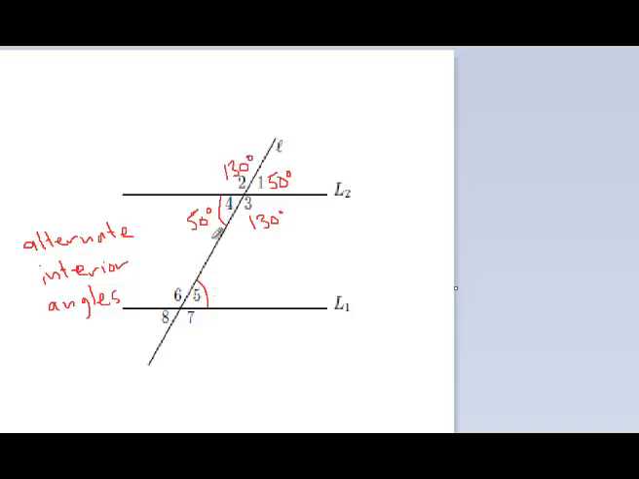Now, because 5 and 4 are alternate interiors, 5 has to be 50. 6 and 3 are alternate interiors, so 6 has to be 130. You also knew that 6 had to be 130 because it's supplementary with 5. And then 7 has to be 130, and 8 has to be 50 degrees. So you can see how once you get one of them in these kinds of situations, getting the rest is actually very, very easy.